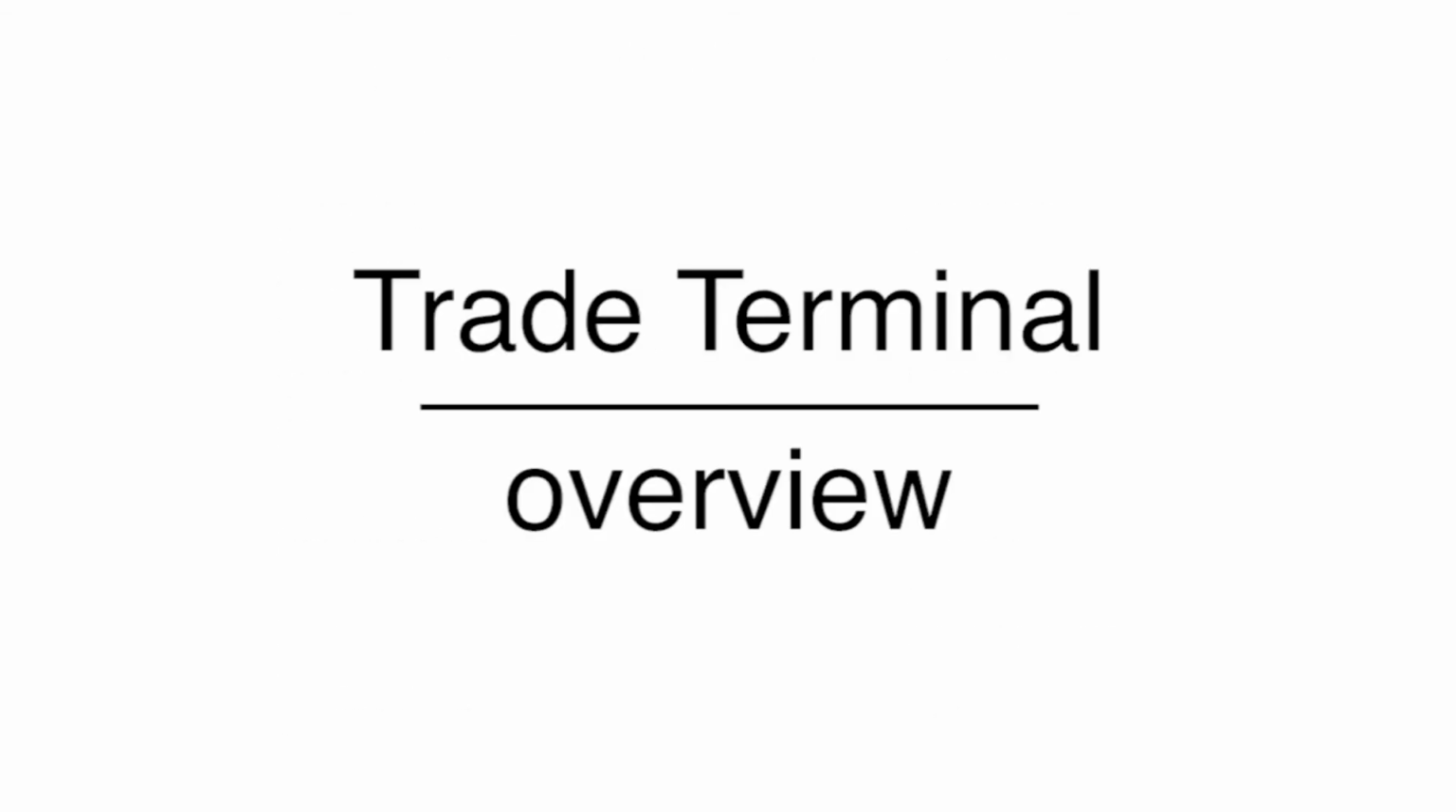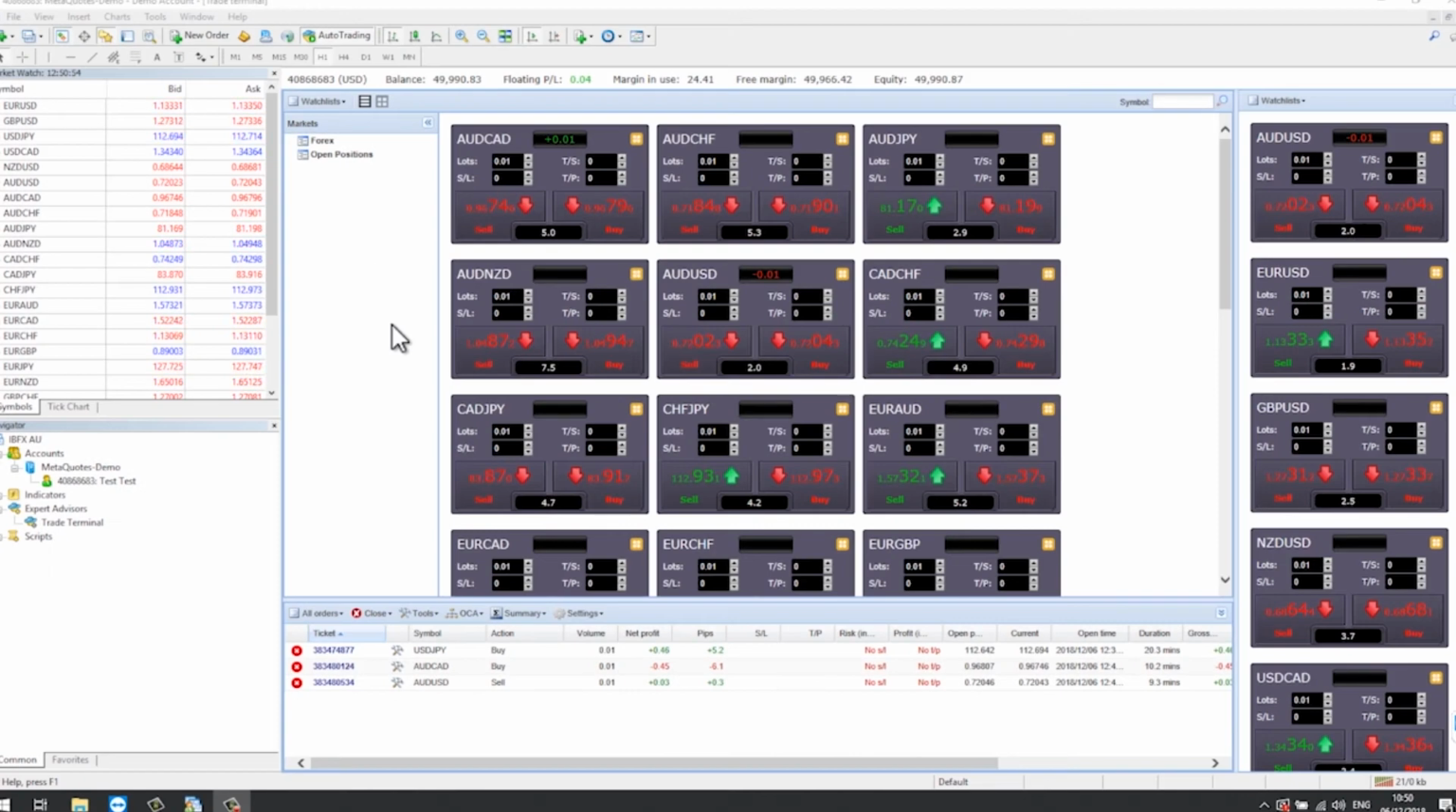Overview. The Trade Terminal window consists of 5 parts. An account summary here at the top. A list of open trades and orders at the bottom. A list of market categories on the left. And in the center and on the right, 2 lists of individual markets.